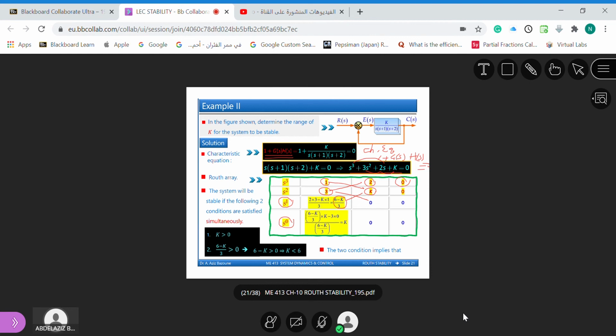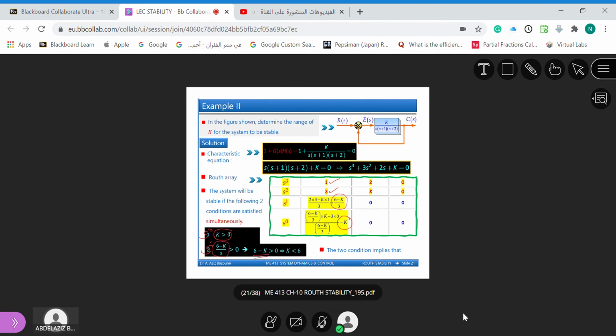So now the decision you should take is that the elements of the first column must be positive. This guy is positive, there is no problem with it. So we need to have this guy positive and this guy positive. The first is K, S to the power 0, which gives you the condition that K must be positive. And the second case, S to the power 1, should give you this parameter, 6 minus K over 3, positive.